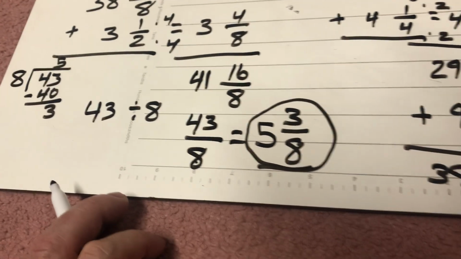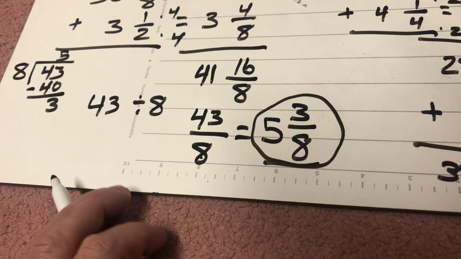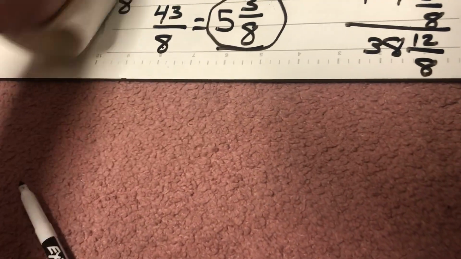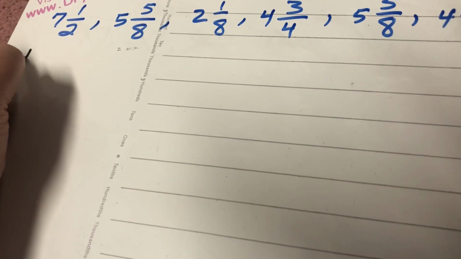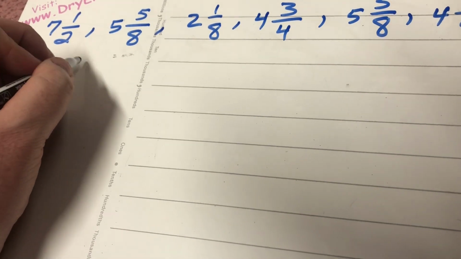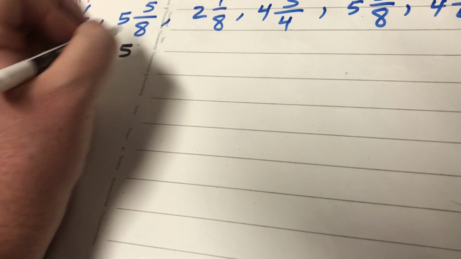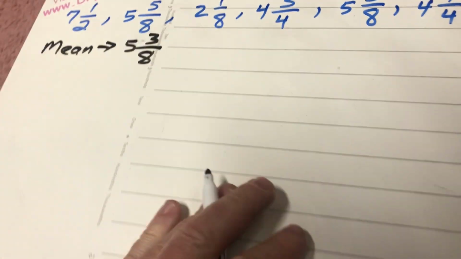5 and 3/8 is the mean. That's the mean. All right, now let's clear some space because I have to also find the median and the mode. So let's erase this. We found the mean, 5 and 3/8. Let's make a note of that. The mean is 5 and 3/8.